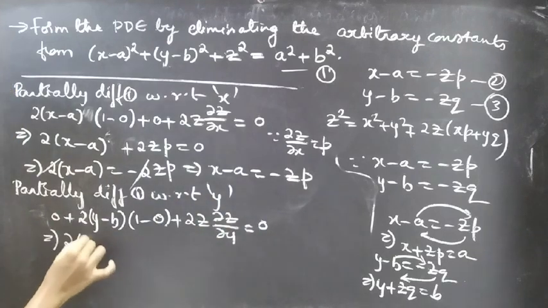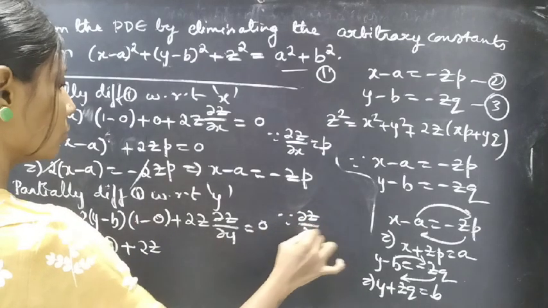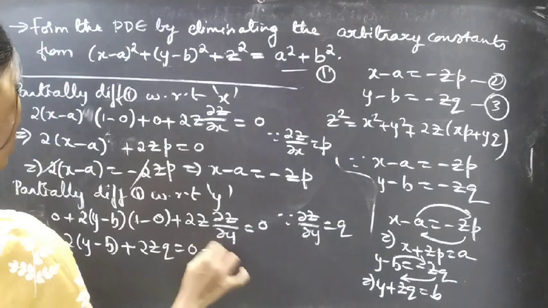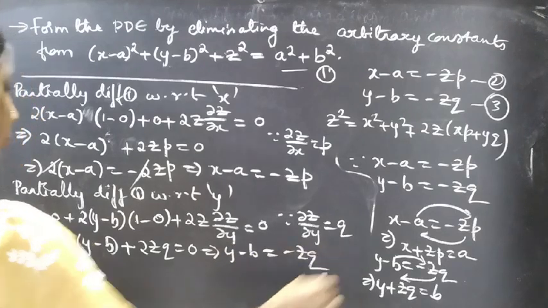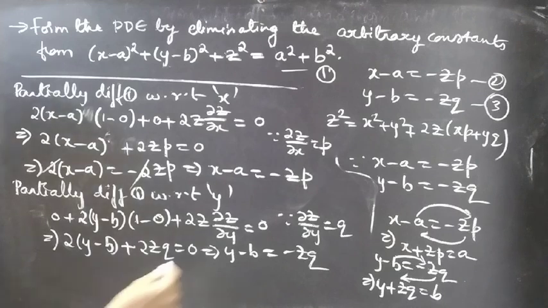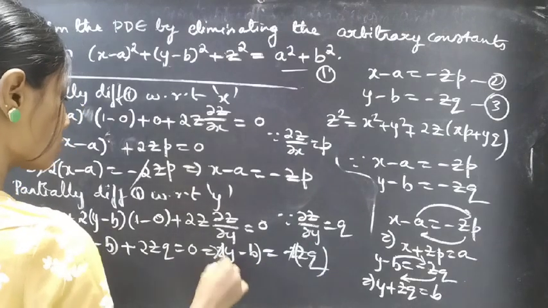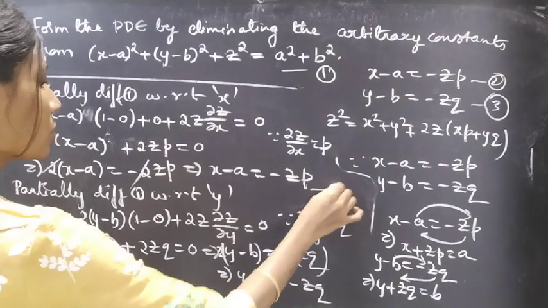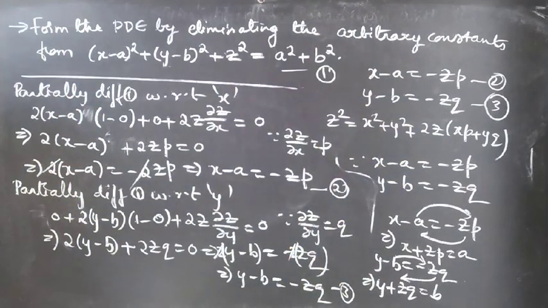You'll get 2 times (y minus b) into 1 is y minus b, plus 2z into, since we have the notation dou z by dou y equal to q, let's replace dou z by dou y by q. You'll get 2zq equal to 0. Now this gives us y minus b equal to minus zq. Or you can just include one more step for your convenience: cancel this 2, then you'll get y minus b equal to minus zq. We have considered this equation as 2 and this one as 3, right?